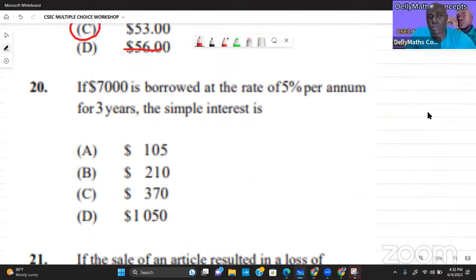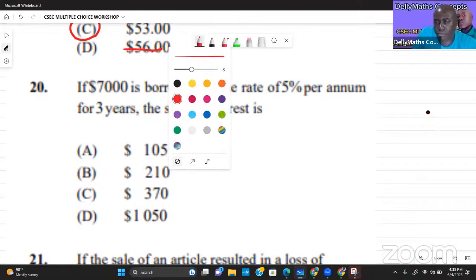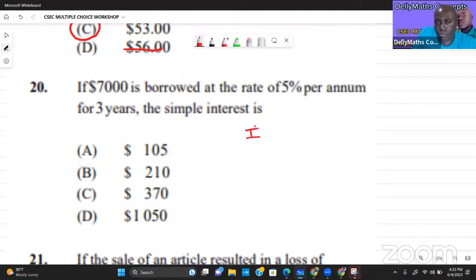Next question. If $7,000 is borrowed at a rate of 5% per annum for 3 years, the simple interest is what? Well, let's just work it out. There are a number of ways you could work it out. I'm still giving this simple interest formula a shot. All right, so simple interest is equal to the principal times the rate times the time, all over 100.